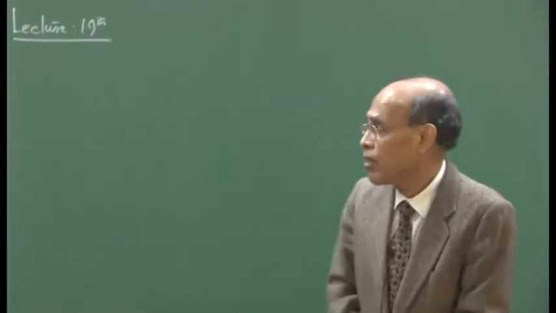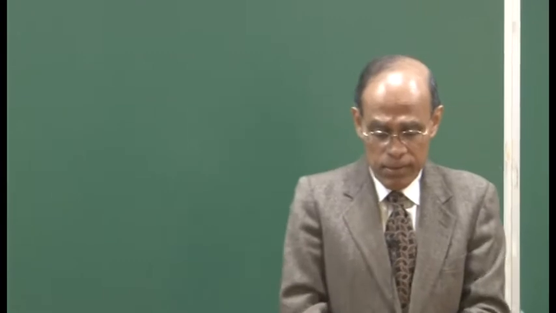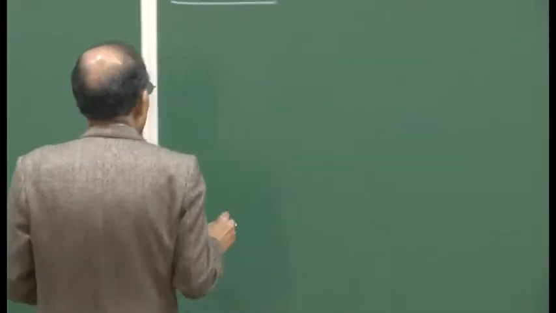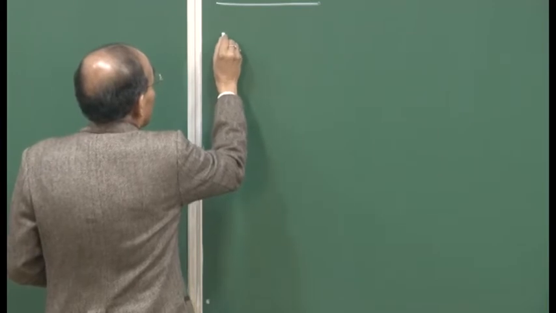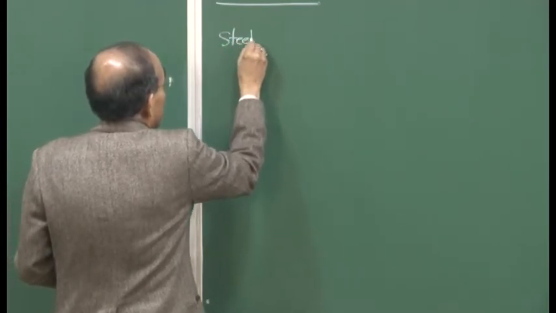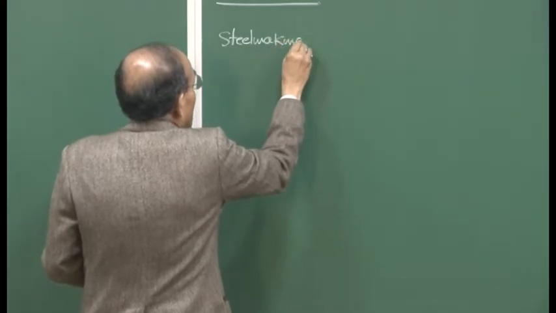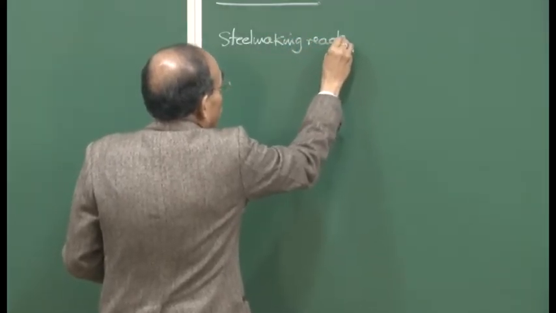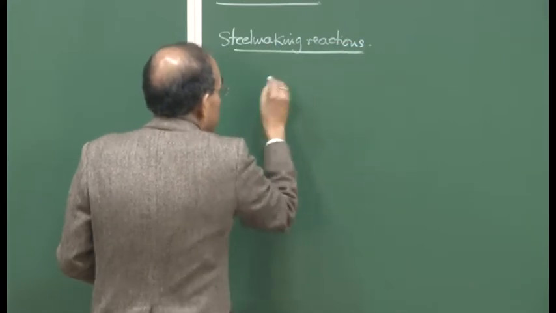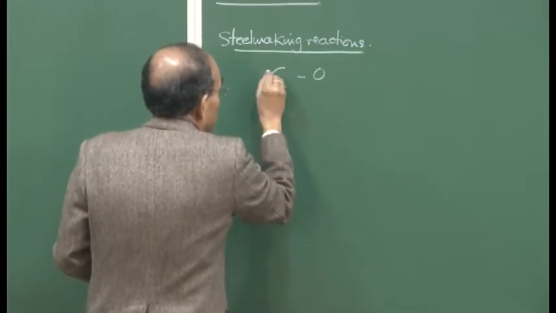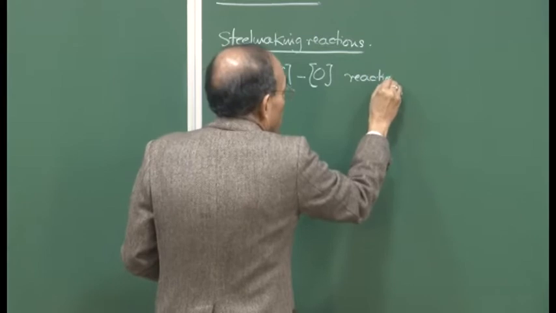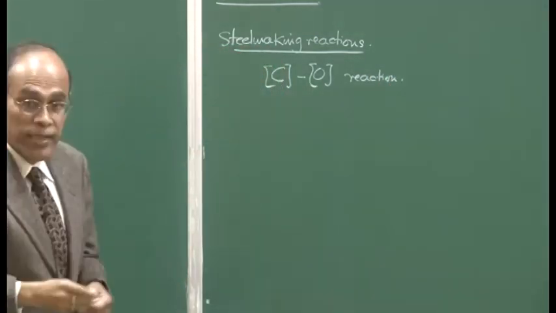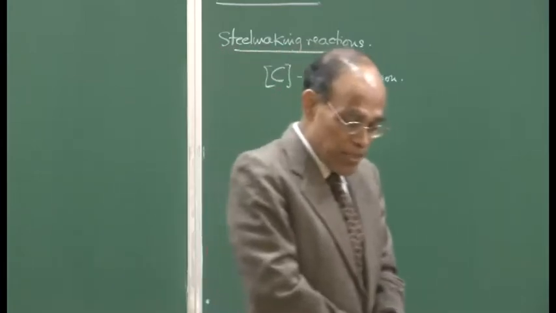So we are now on lecture 19 and almost halfway through the course, and we are talking about where I left off during the last lecture. We are talking about the steelmaking reactions, actually. I was discussing the carbon oxygen reaction. That is what I was doing. And this is one of the principal reactions in steelmaking.